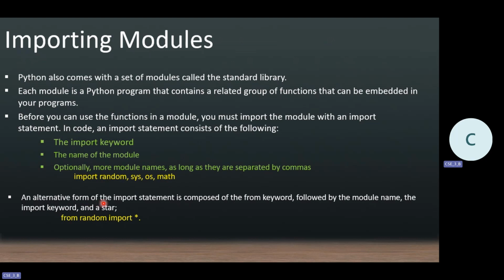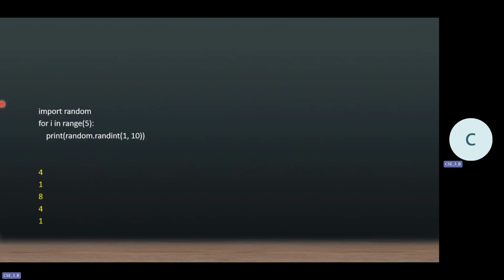An alternative form of the import statement is composed of the from keyword followed by the module name, the import keyword, and a star. We can observe here: from random module import star. What does it represent? We are taking everything from the module, that is, the random module. So we are importing everything. Star means all.